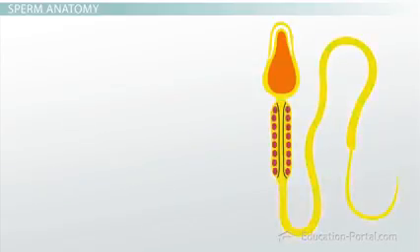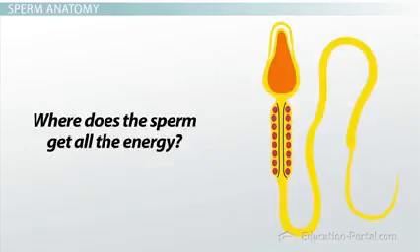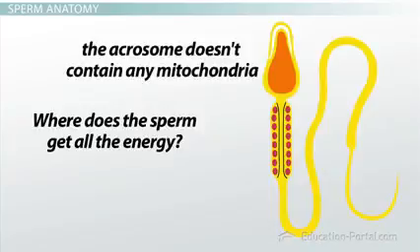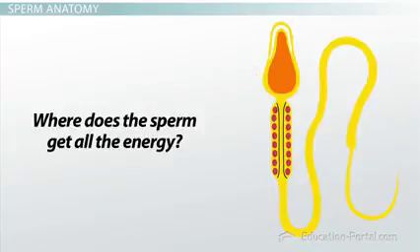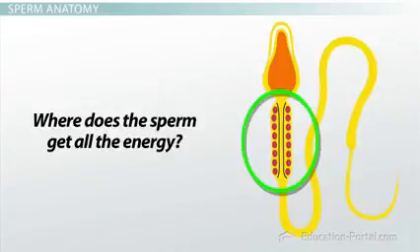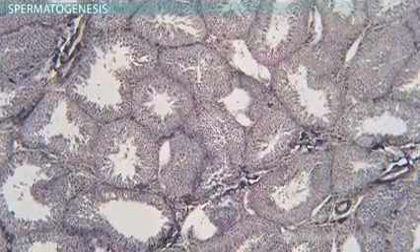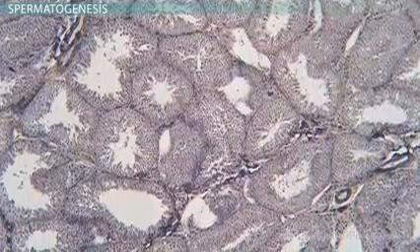Now you may be wondering where the sperm cell gets the energy to whip a long flagellum back and forth so vigorously. After all, the nucleus contains very little besides DNA, and the acrosome doesn't contain any mitochondria to provide energy. That just leaves the flagellum itself. Sure enough, a portion of the flagellum right here is surrounded by mitochondria that provide the ATP that powers the whipping motion. Okay, now let's see how all of this works in the context of the seminiferous tubules.